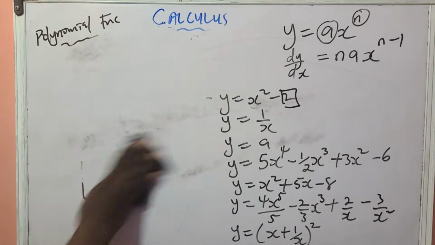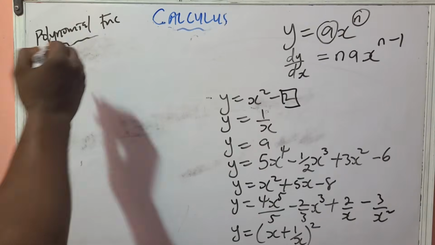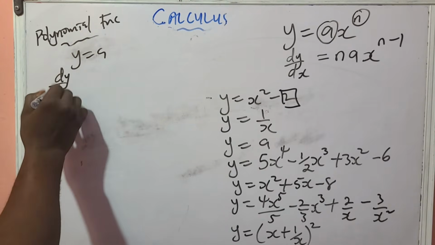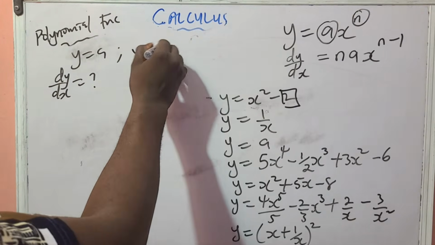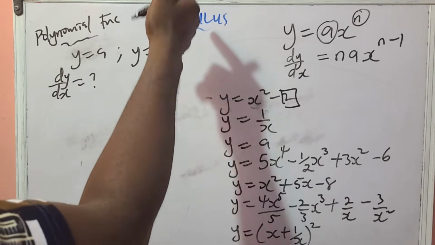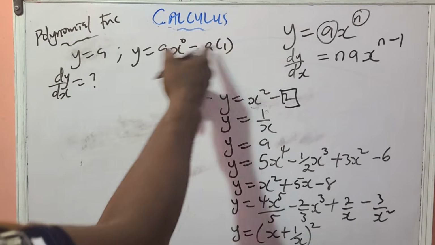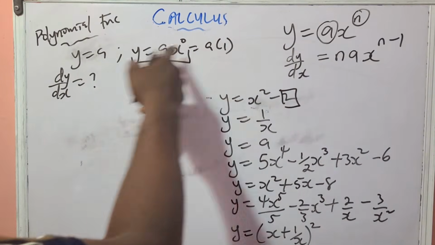So here we go. The next question we have is y equals a. Of course, I told you already, if you have y equals a, what's going to be your dy over dx? Now, of course, you can rewrite this as y equals a x raised to the power 0, because x raised to the power 0 is obviously the same thing as 1. So this is writing a times 1, which is a x raised to the power 0.